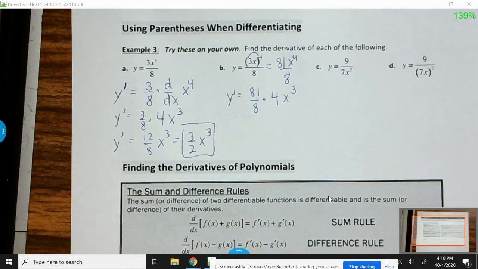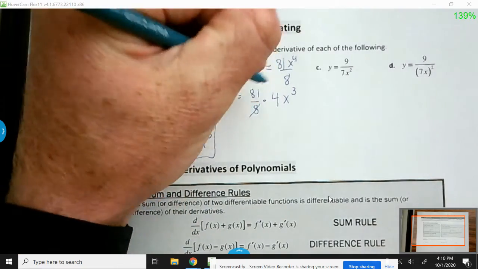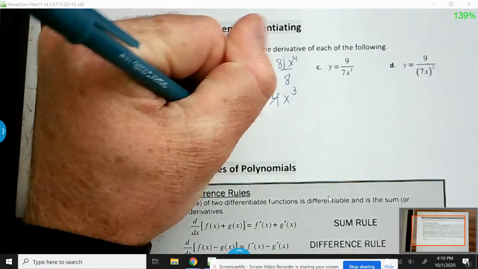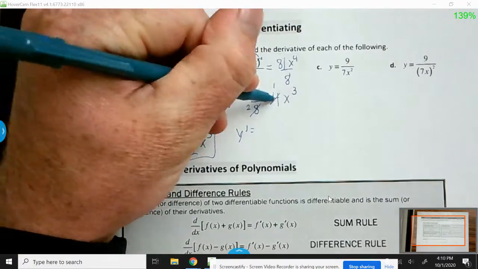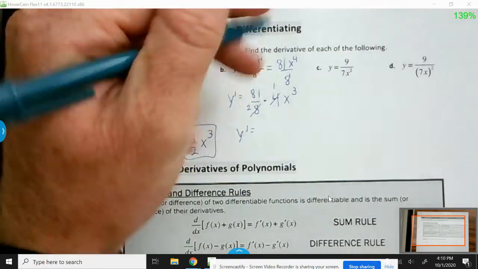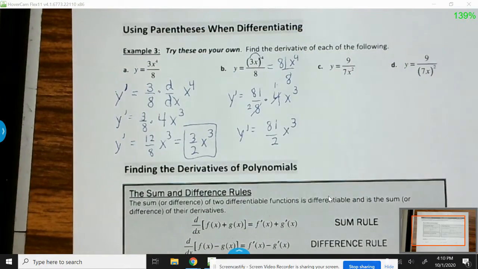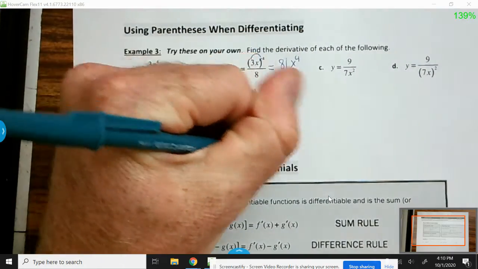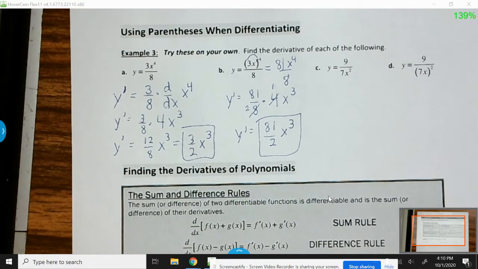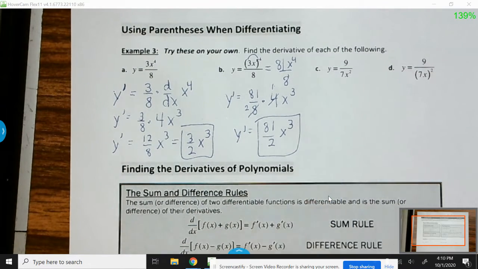And what that becomes is, oh man, if I had my calculator, 324 over 8, or you know what? These cancel to 1 over 2, so that might be an easy way to cancel them. The 4 on top, the 8 on the bottom. So I now get 81 over 2 x to the third, right? If you can see how that one works. Okay, so then this one, 9 over 7x squared.